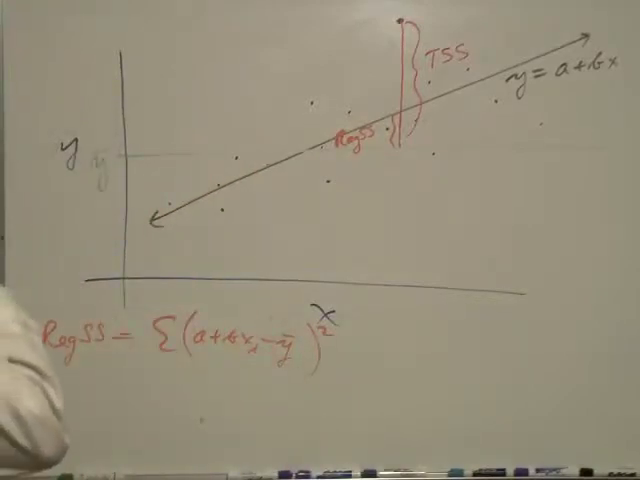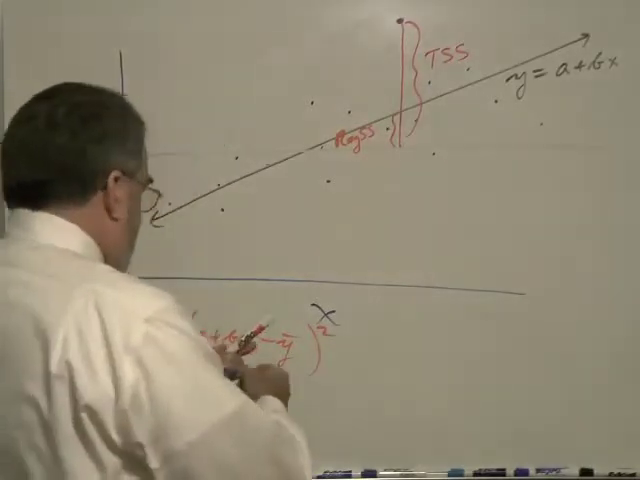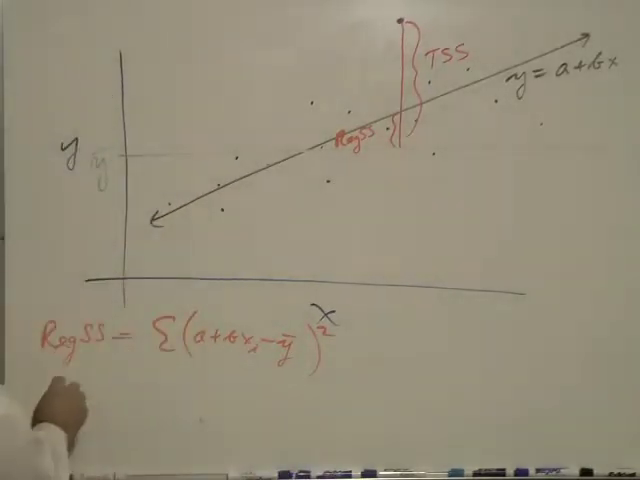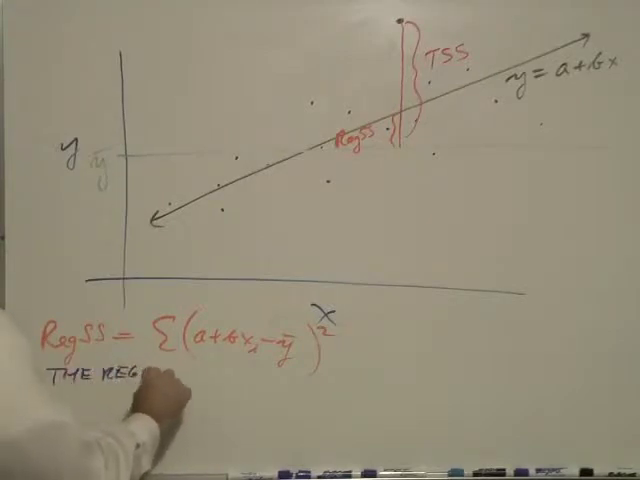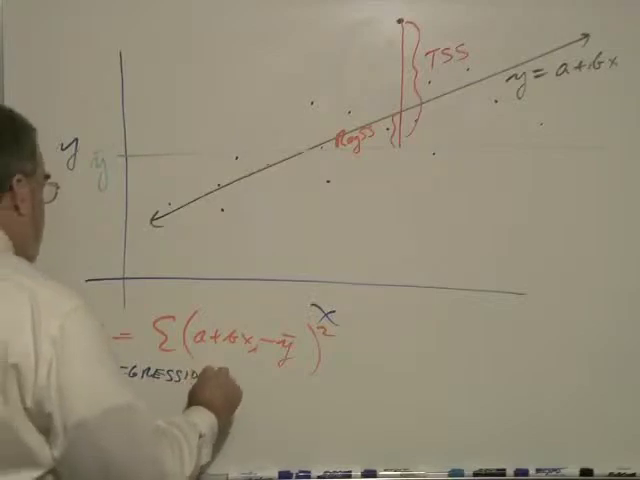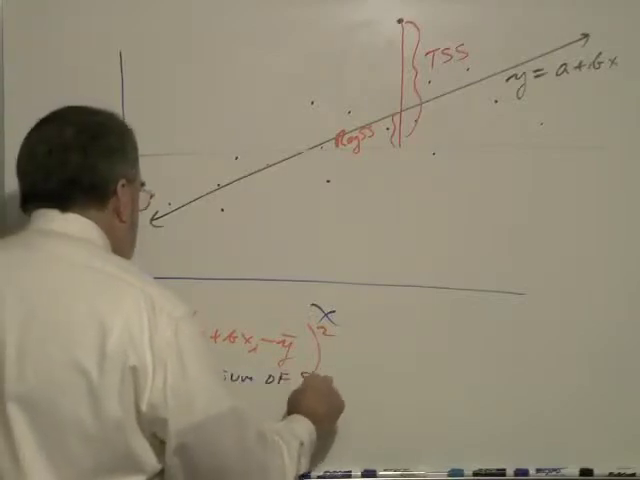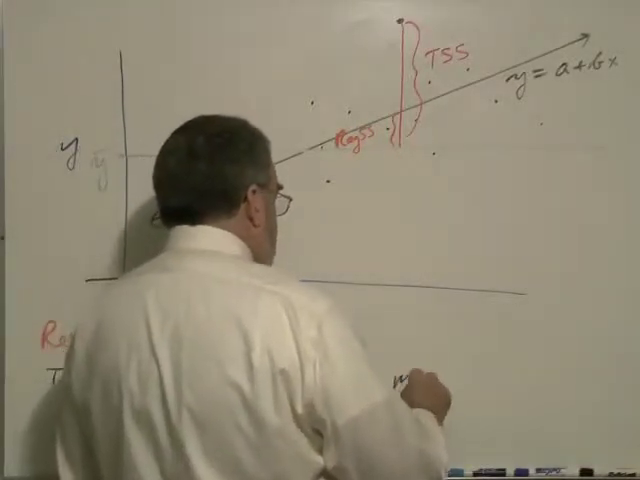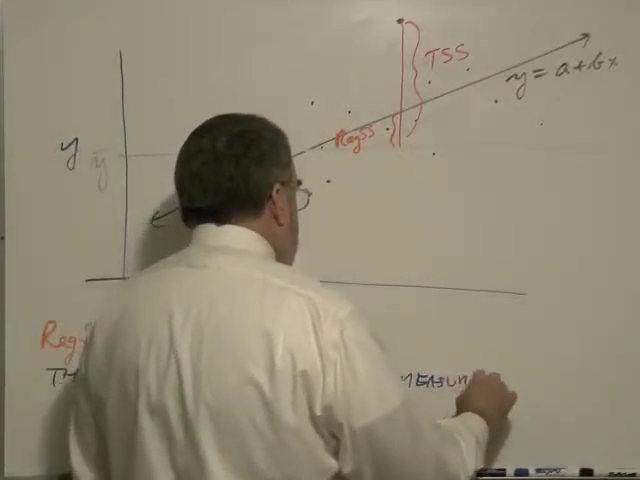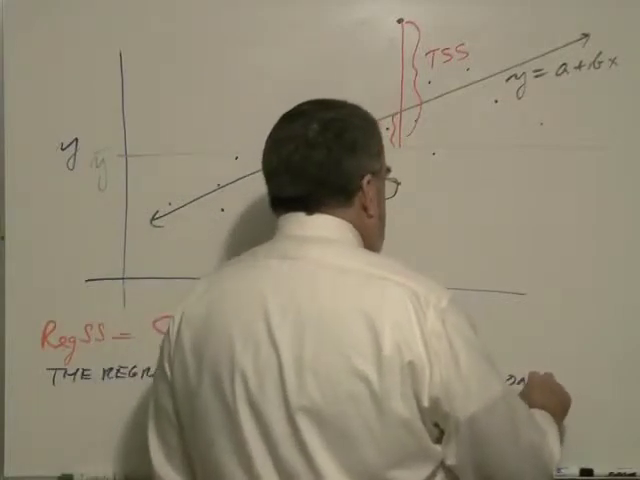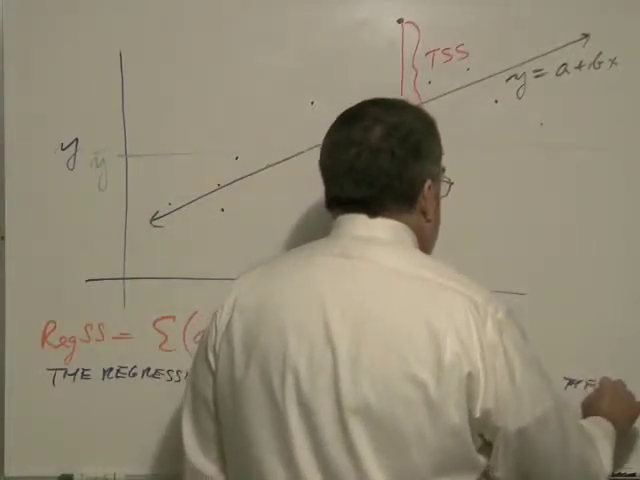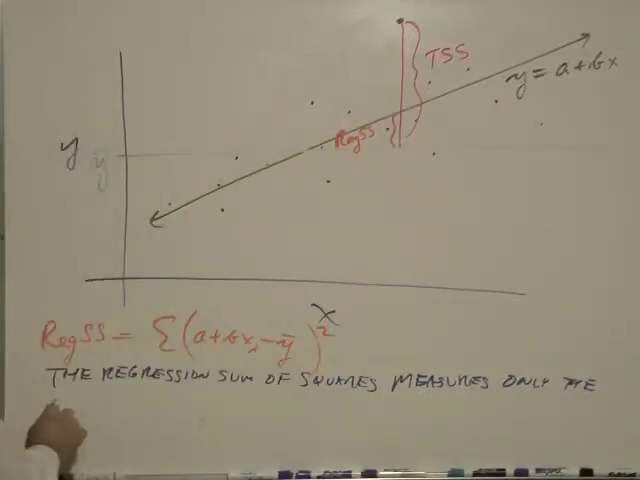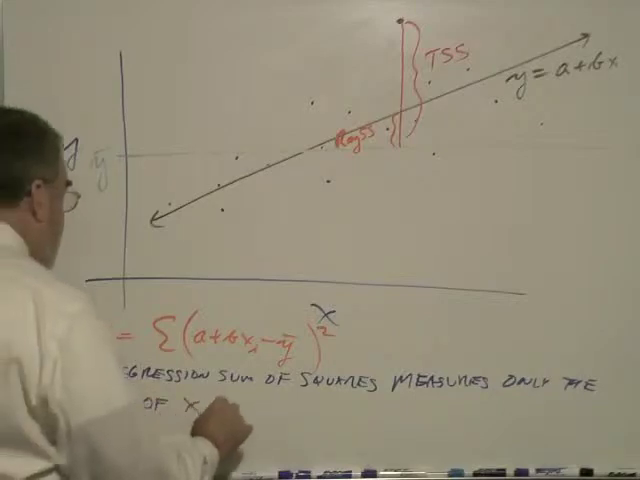And so let's write out a definition for what that is telling us. The regression sum of squares measures only the effect of x on y.